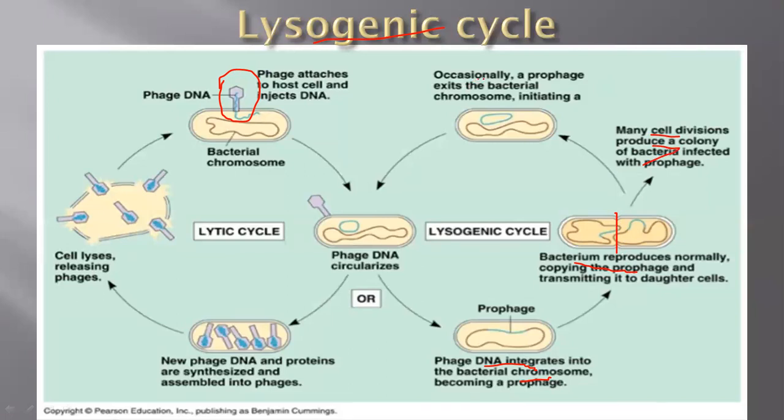Occasionally a prophage exists in the bacterial chromosome and initiates the process again if required, under unfavorable conditions. What happened is the virus gets into the bacteria, and with the bacteria it goes into the lysogenic cycle, but in favorable conditions the lytic cycle is done and lots of viruses are released.